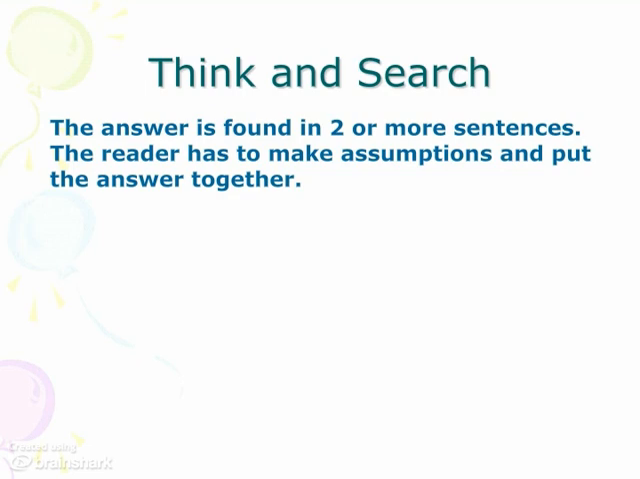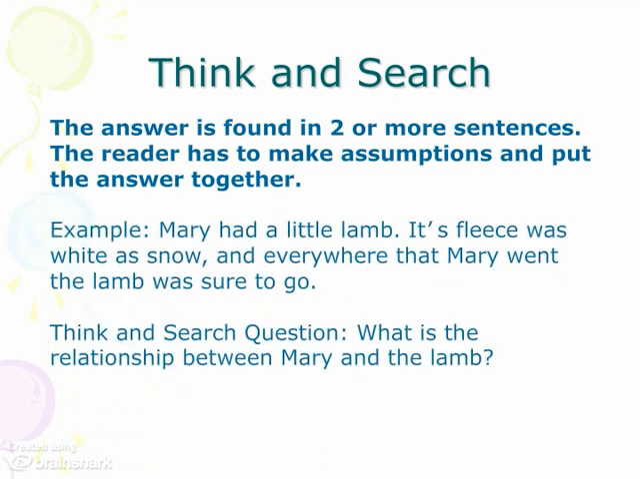Let's look at a think and search example. So remember, a think and search answer is found in 2 or more sentences, and the reader has to make assumptions and put the answer together. So here's our text. Mary had a little lamb, its fleece was white as snow, and everywhere that Mary went, the lamb was sure to go. So that's the information that we have. Here's your question. What is the relationship between Mary and the lamb?